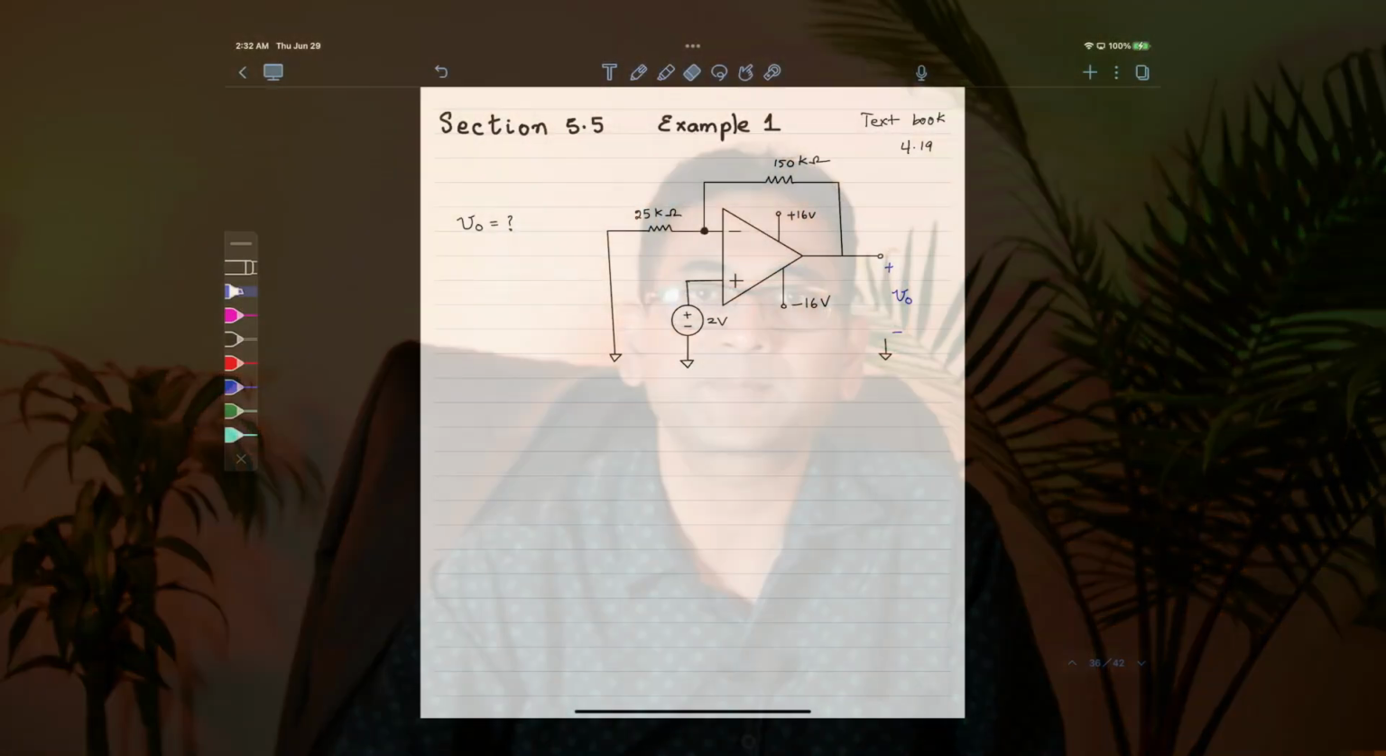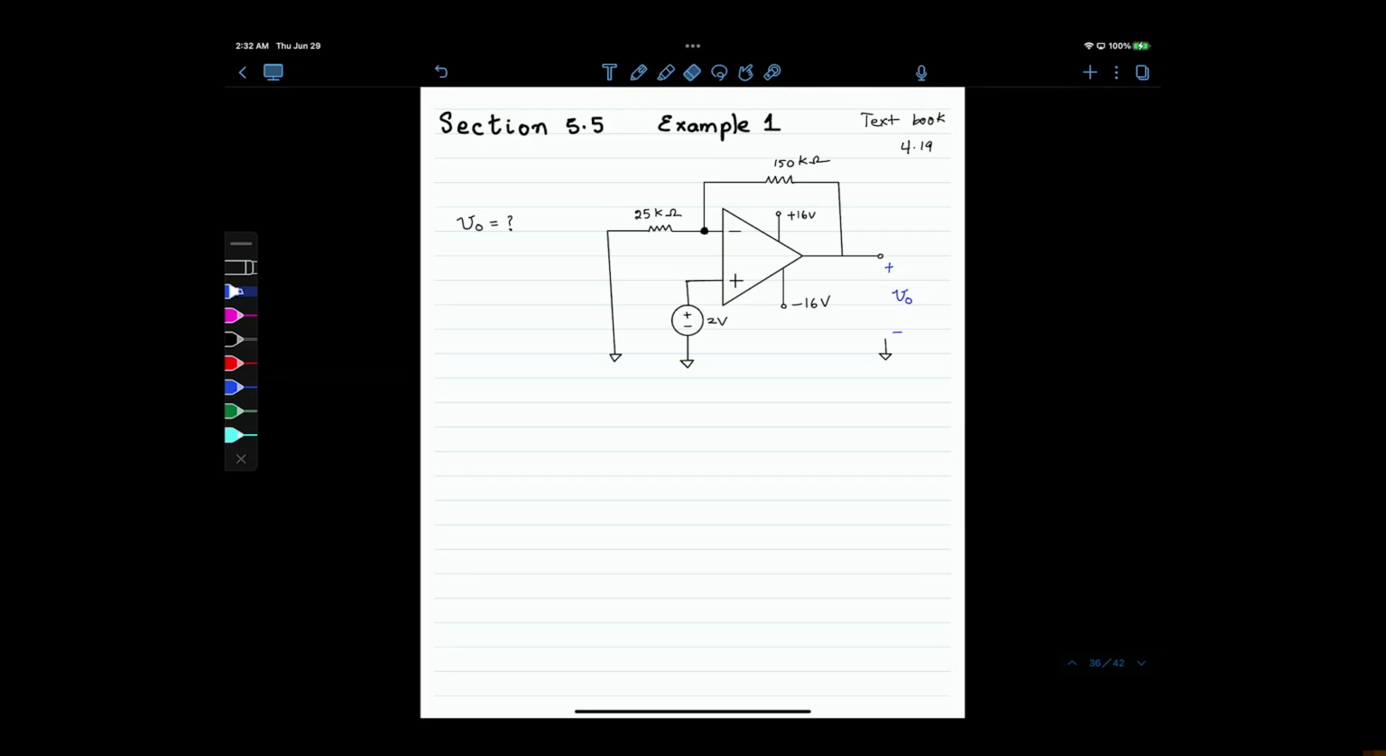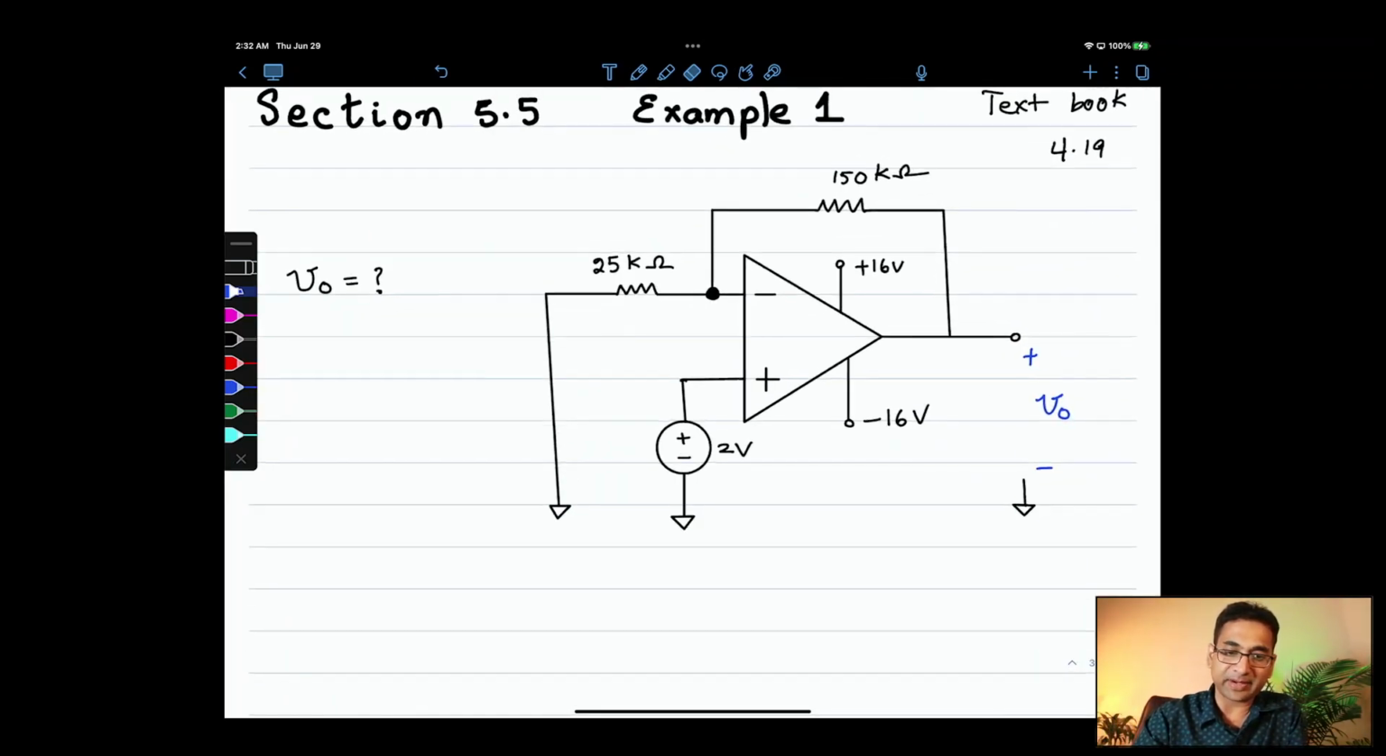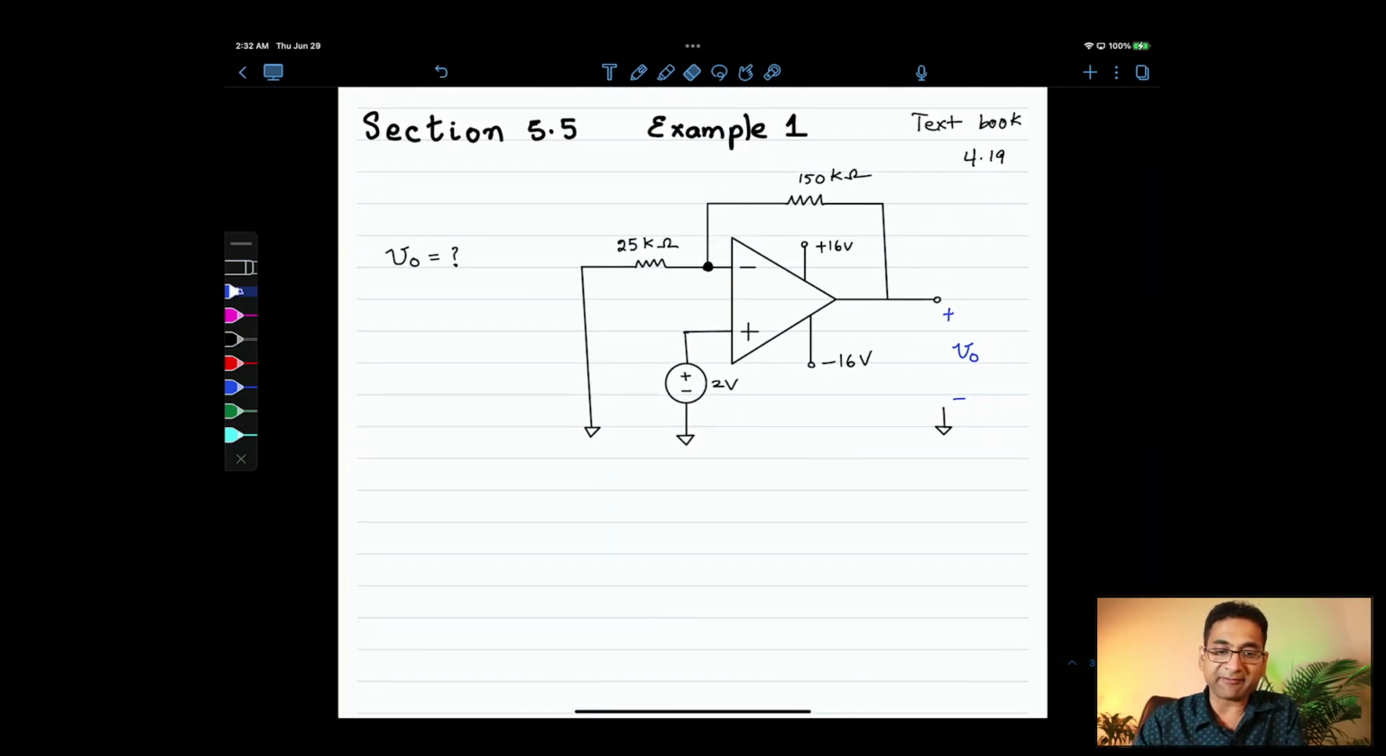Alright, let's do some simple example problems from section 5.5, non-inverting amplifier. So here is a very simple, very straightforward example. As a matter of fact, we have a non-inverting amplifier. How do I know it's a non-inverting amplifier? Because the input is applied to the non-inverting terminal. Hence we have a non-inverting amplifier.